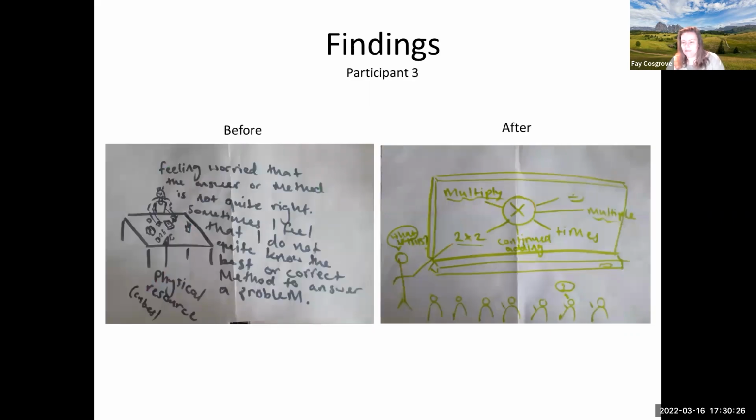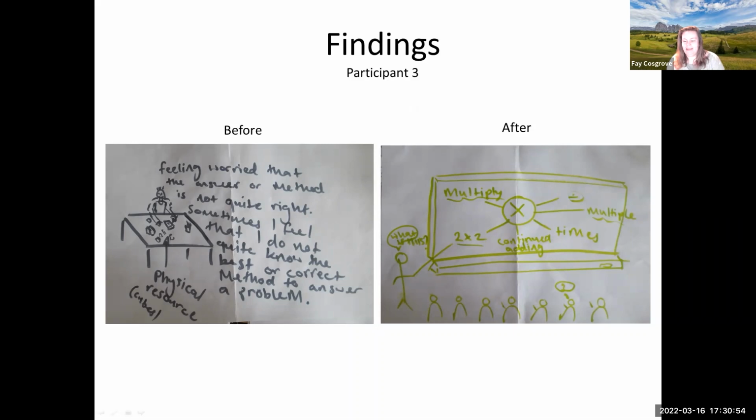Here's participant 3's drawings before, saying things like, I'm feeling worried, the answer's not quite right. Sometimes I don't know quite the best method to answer a problem. And then afterwards, he's drawn himself as a facilitator. Generally, I felt quite confident, he said. I wasn't worried about what questions would come, and I was never uncomfortable, and commented, this is like therapy. I think talking to me in the interview had been a bit like therapy, opening up about how he felt.